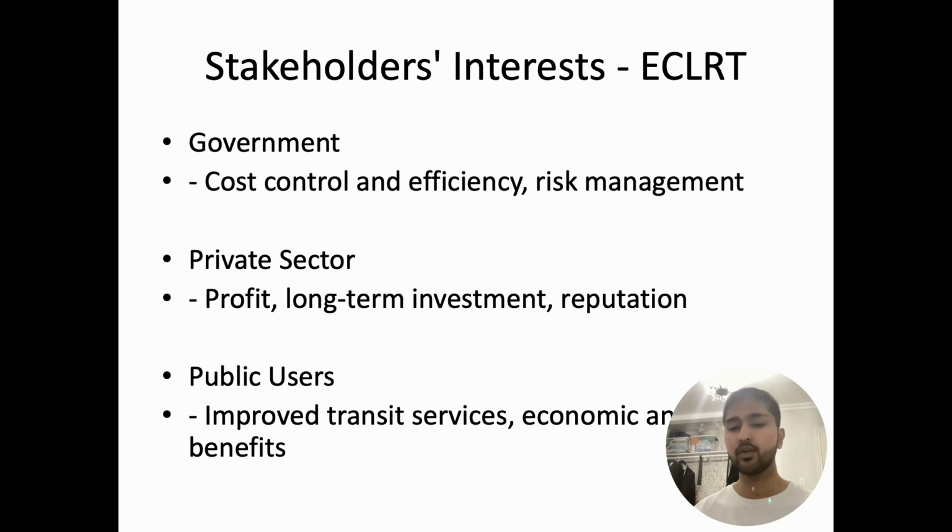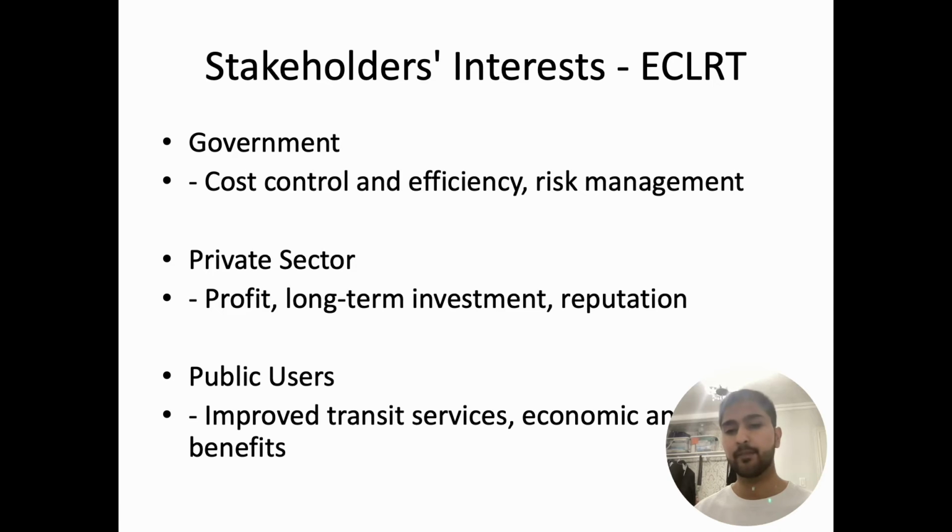For cost control and efficiency, the government uses the P3 model to leverage private sector expertise, aiming for on-time and on-budget project completion. Now, for risk management, risks like construction delays and cost overruns are transferred to the private sector, reducing the financial burden on taxpayers.